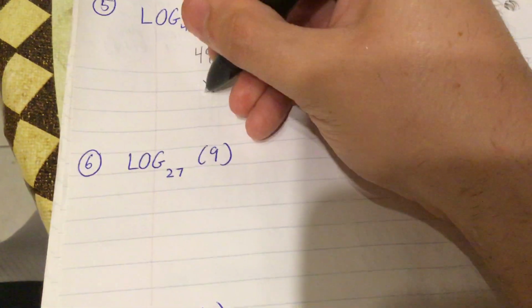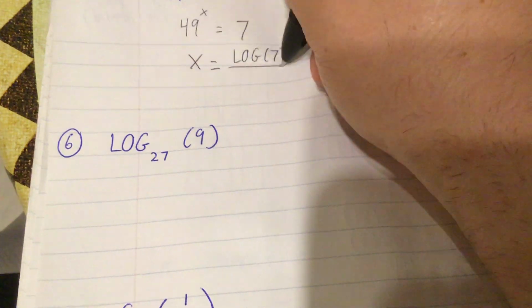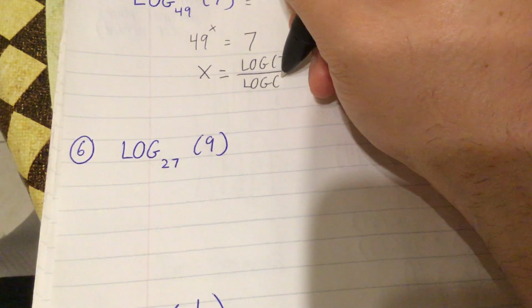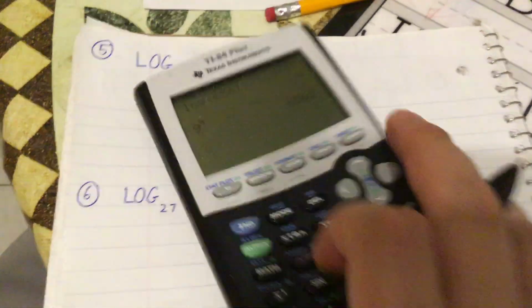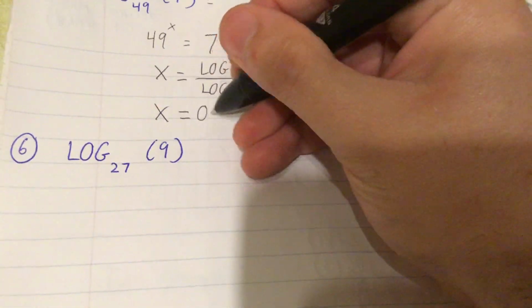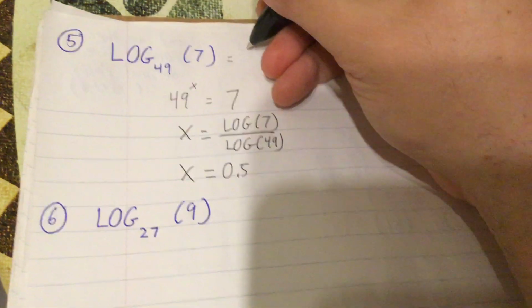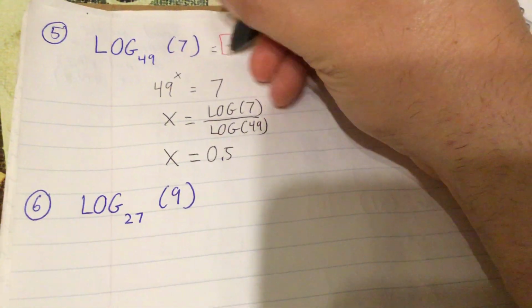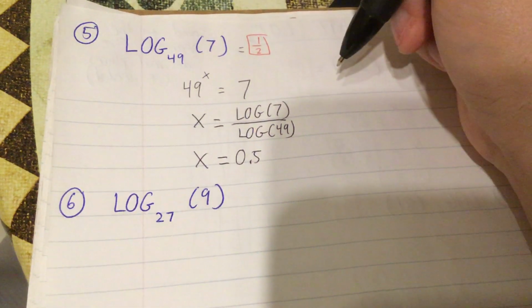So let's do this. x is equal to the log of 7, magic trick, divided by the log of 49. And I would get, bibbidi-bobbidi-boo, log of 7 divided by log of 49. That'd be 0.5. Hey, wait a minute, that sounds familiar. So that means 49 to the 1/2 power is 7. And we remember that because the square root as an exponent can be rewritten as the 1/2 power.